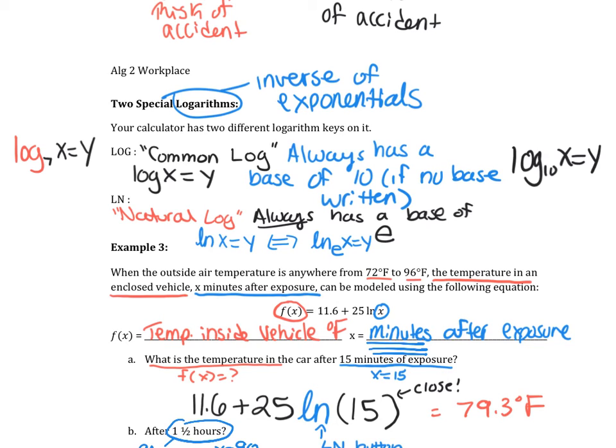So in your calculator, you do your 11.6 plus 25. Then hit your ln button. Again, it pops up with a parenthesis already for you. And then you type in 90 and close the parentheses when you're done. And you should get 124.1 degrees Fahrenheit. So it gets pretty hot in the car, so you don't leave your pets in an enclosed car in the summertime.